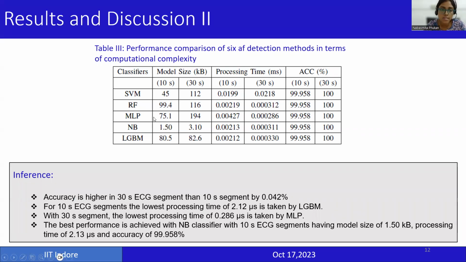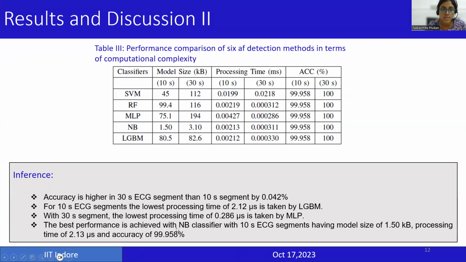From these tables, we have the inference that accuracy is higher for the 30-second ECG segment than the 10-second by 0.042%, which is almost negligible. But for the 10-second ECG segment, the processing time is lowest with LGBM, and with the 30-second ECG segment, the processing time is lowest with the multi-layer perceptron model. However, the best performance is given by the naive Bayes classifier. Actually, it is a trade-off between model size, processing time, and accuracy.